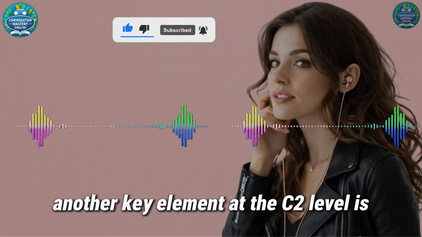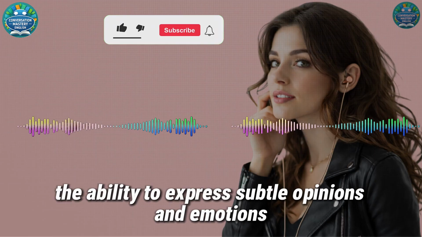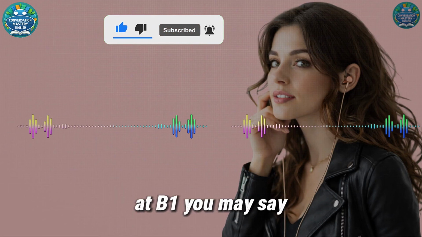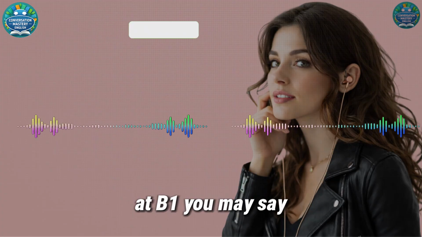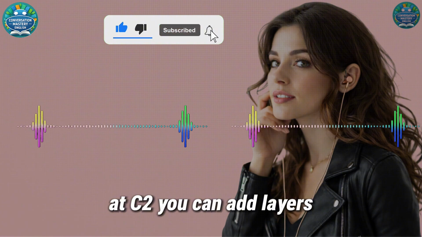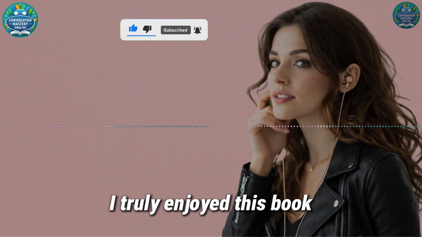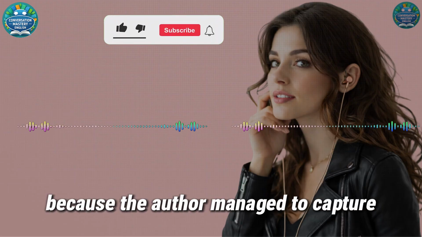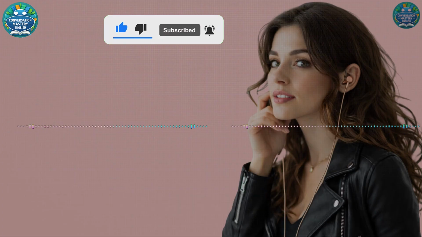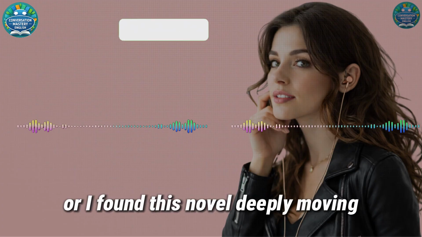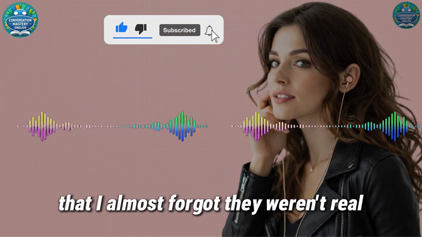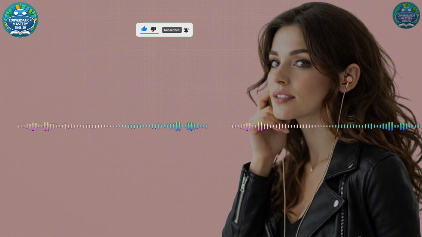Another key element at the C2 level is the ability to express subtle opinions and emotions. At B1, you may say, "I like this book." At C2, you can add layers. "I truly enjoyed this book because the author managed to capture emotions in such a realistic way." Or, "I found this novel deeply moving. The characters felt so alive that I almost forgot they weren't real."